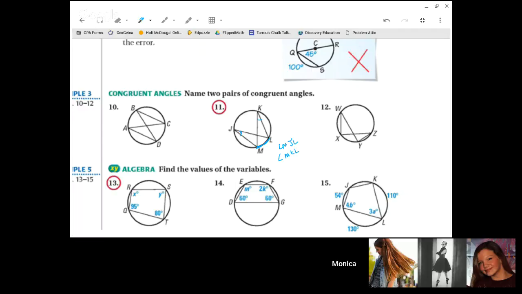And then now look at the other side. Okay, what about this angle here? Angle JMK. It makes arc JK. Do you see another angle that makes that arc too? Okay, that's right. Does that make sense?